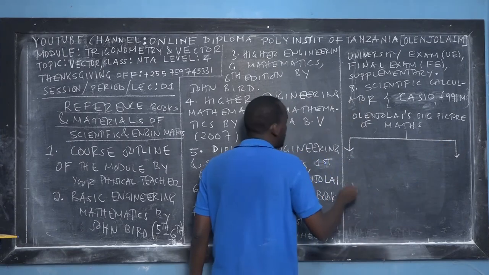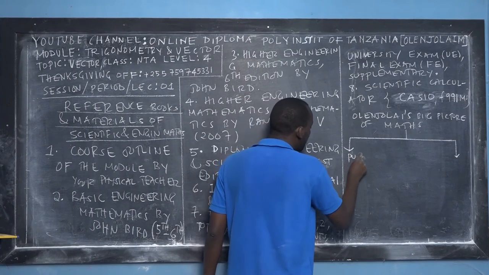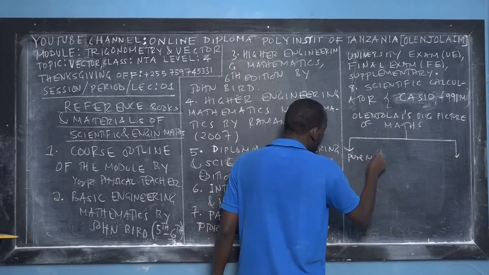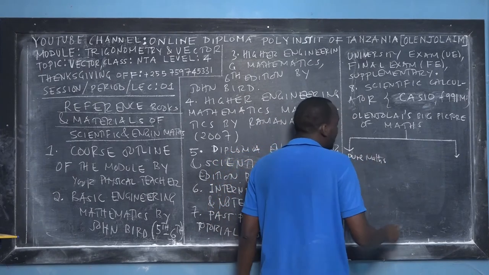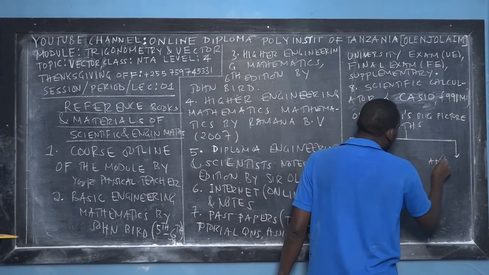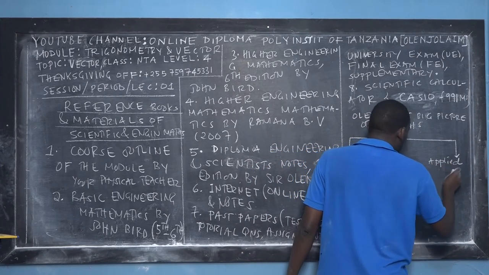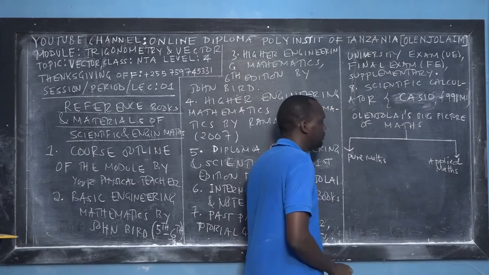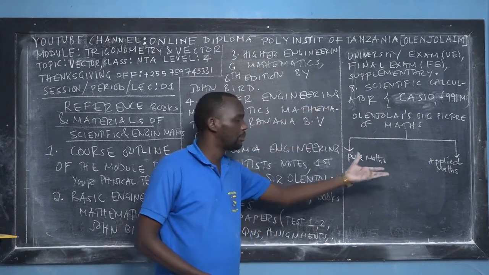We have a branch we call pure mathematics, pure maths. And also we have another branch we call applied mathematics. The aim is for me to share with you this big picture: pure mathematics and applied mathematics.